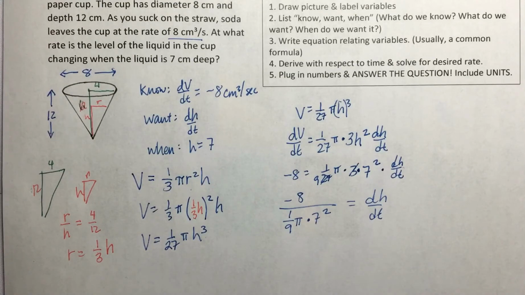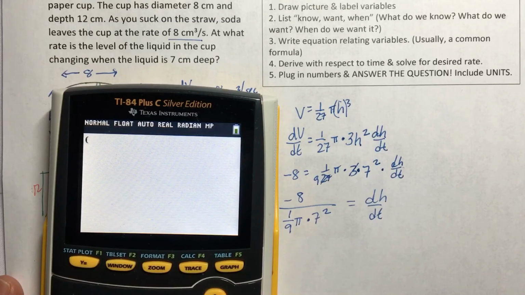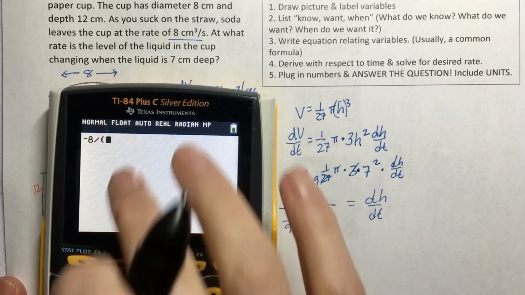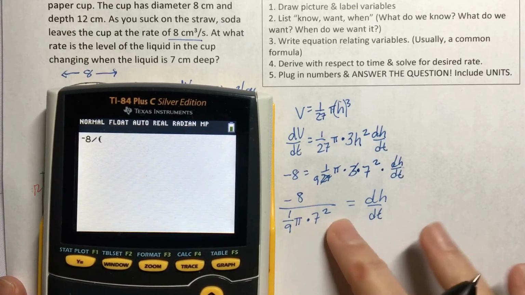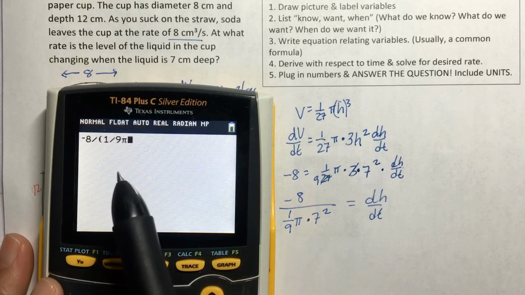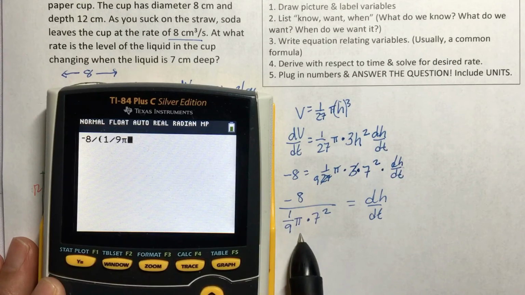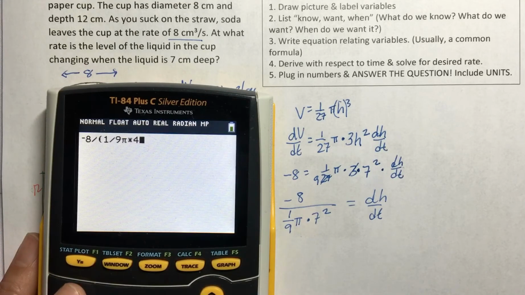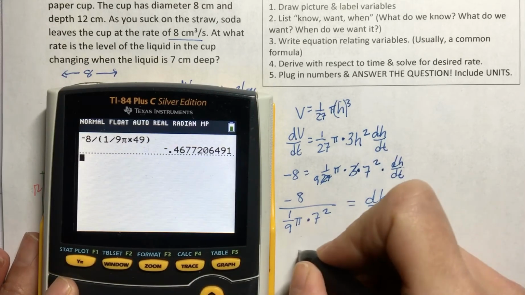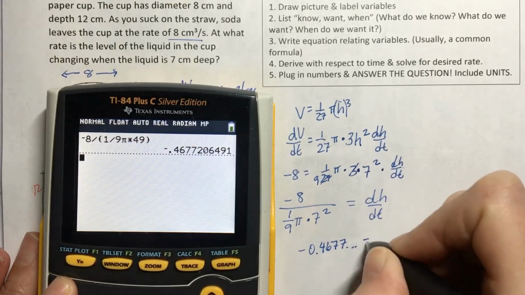So throwing that into our calculator, be really careful. I'm actually showing you this because I want you to be careful. So we have -8 divided by parentheses. We need those there because we're dividing by all of this stuff. 1/9 pi, and our human eyes see this as 1/9 pi. It really is 1 divided by 9 times pi, which is exactly what we have there, times 49. You could type 7 squared, obviously. So we have -0.4677, and it keeps going, for our dh/dt.